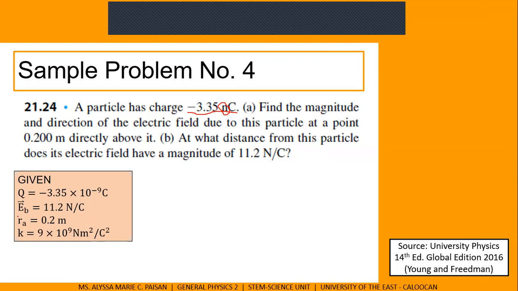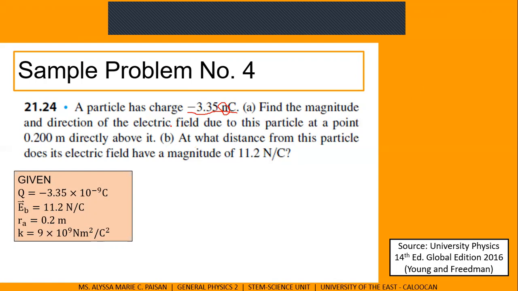And then notice, meron akong E sub B at saka R sub A, no? Kasi sa letter A, hahanapin mo yung magnitude and direction of the electric field due to this particle, ayan, naglagay pa ng direction pala, no? At a point 0.20 meters directly above it. No? So, kung i-drawing natin, although hindi naman kailangan, nasa taas daw yung point, tapos nasa baba yung ating charge na negative 3.35. Okay?